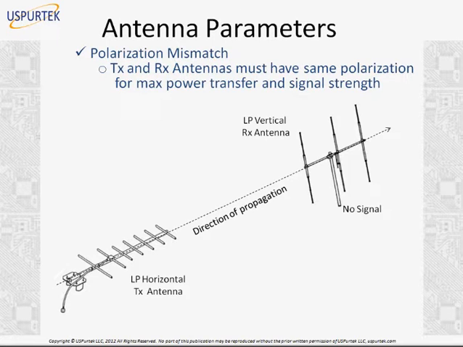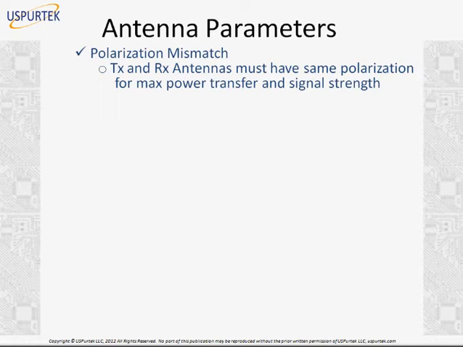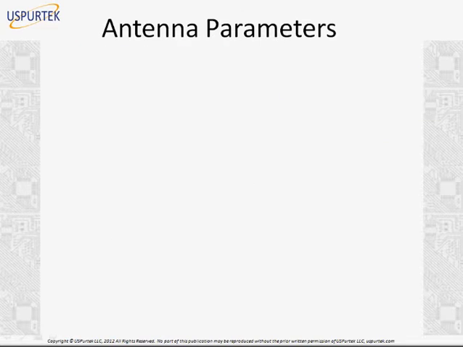Well, polarization mismatch. Now this is again very important. Let's say you have a transmit antenna which is linear polarized horizontal, and you have an LP vertical receive antenna. What will happen? You won't get any signal because the antenna must be oriented in the same direction as the transmit antenna. If it is linearly polarized, if it's horizontal, your receive antenna must be horizontal. Now if this happens, this is called polarization mismatch. So transmit and receive antennas must have the same polarization for maximum power transfer and signal strength. Here, if you align both antennas in the same direction, you get the maximum signal.